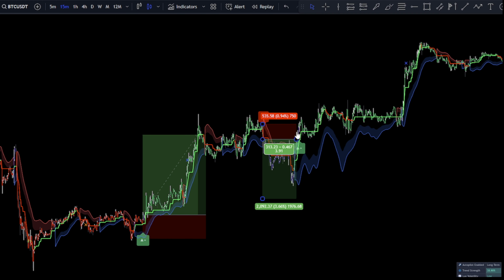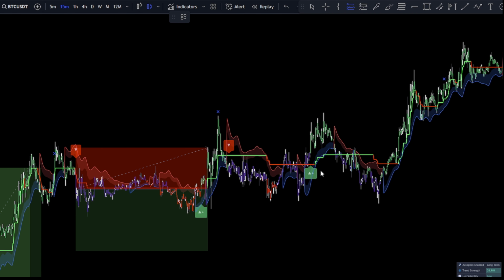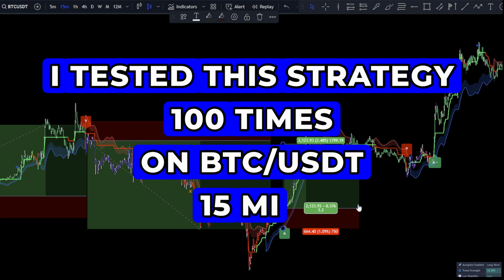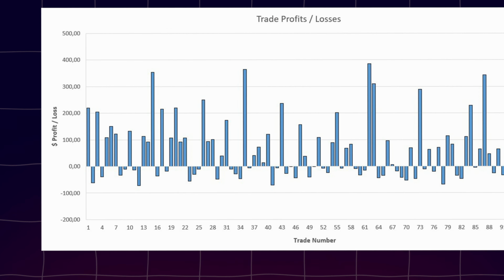Alright, at the beginning of the video, I promised to show you the backtesting results, and now it's time to deliver on that promise. I've tested this strategy 100 times manually on the Bitcoin USDT 15 minutes chart, and here are the results. I started with a $1,000 account balance.